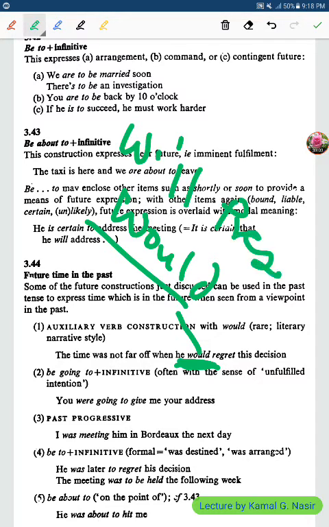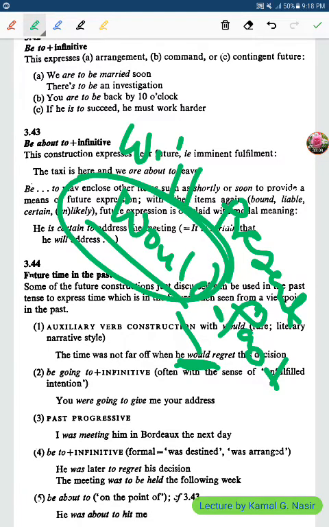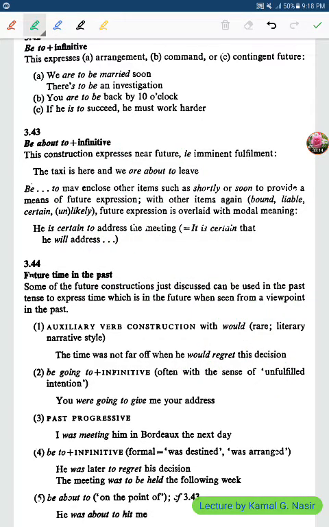Here it is a present form, and here it is past form. So when I ask you what is the form of would, you say the form is past. But what is the meaning? The meaning is a future. Be going to plus infinitive.